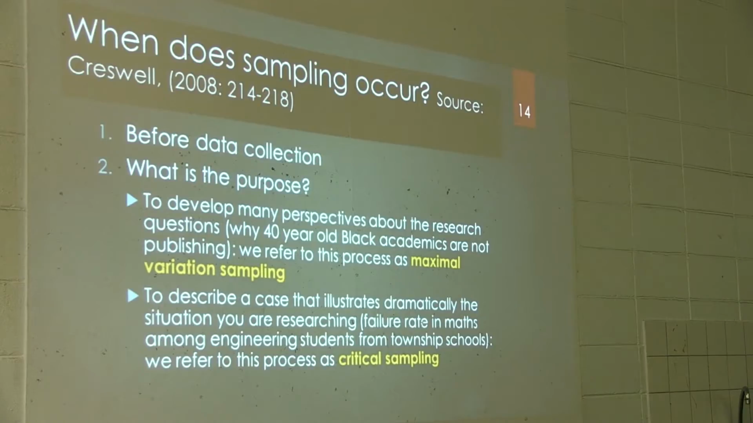What is the purpose? To develop many perspectives about the research questions. Why 40-year-old black academics are not publishing, for instance. Okay? We refer to this process as maximal variation sampling, to develop many perspectives. To develop many perspectives about the school as a learning organization.